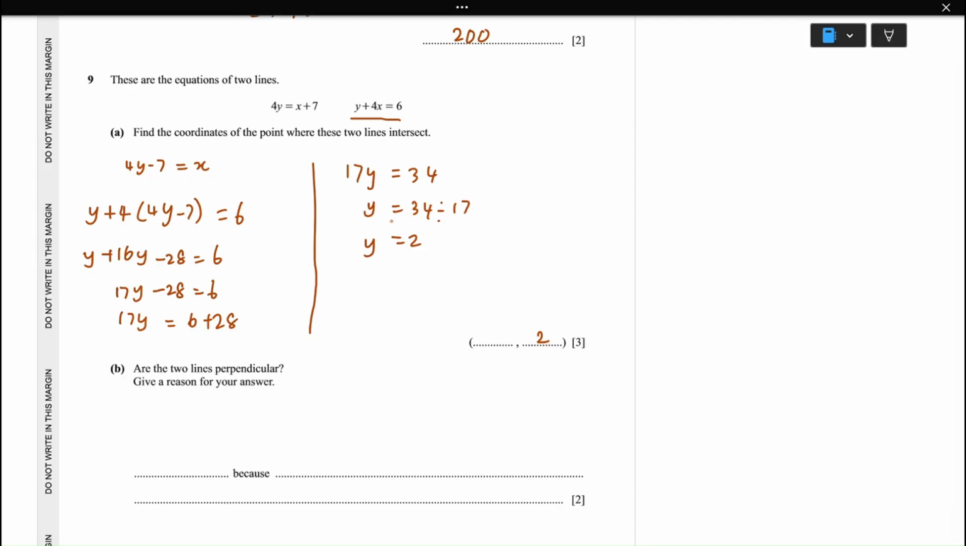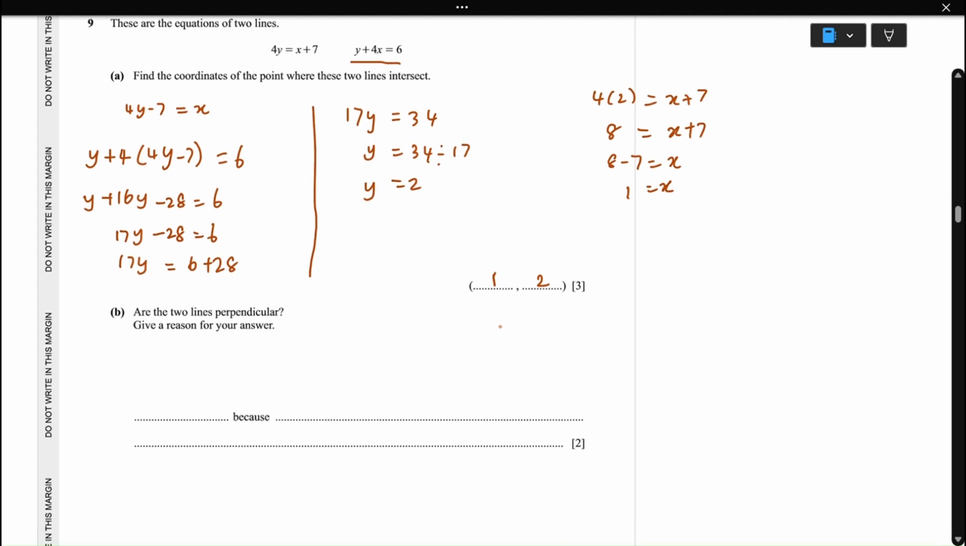Next, this y value we have to put into any one of the equations. I'll put it into the first equation. So what I'll get, 4 times 2 equal to x plus 7. So 8 equal to x plus 7. Then I'll bring the 7 to this side, so I'll subtract 7 from both sides. 8 minus 7 equal to x, which is 1 equal to x. So x is going to be 1. That's the answer for this.